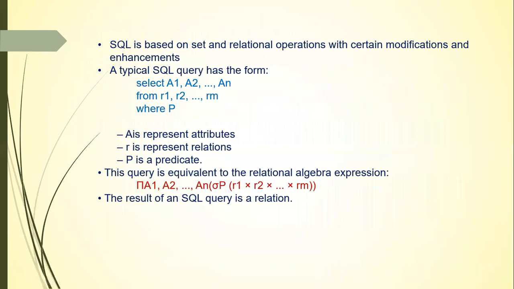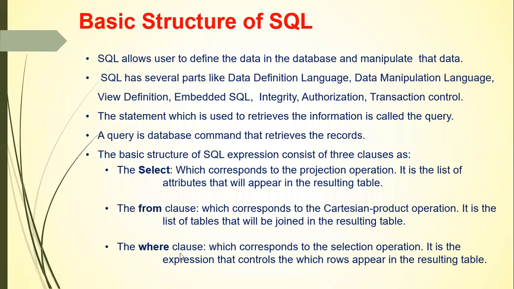Now, in which way we can use these 3 clauses, we can see. SQL is based on a set of relational operations with certain modifications, and we have some enhancements related to the relational operations. Typically we represent a particular SQL query in this general form: select A1, A2 up to AN from R1, R2 up to RM, where P. We discussed all these three things in this particular point.